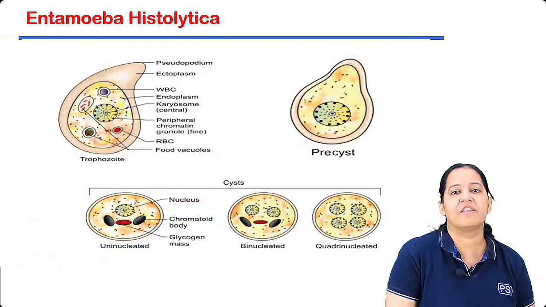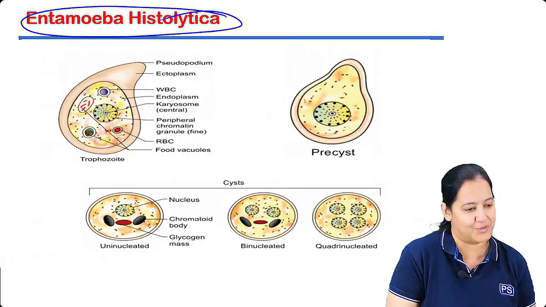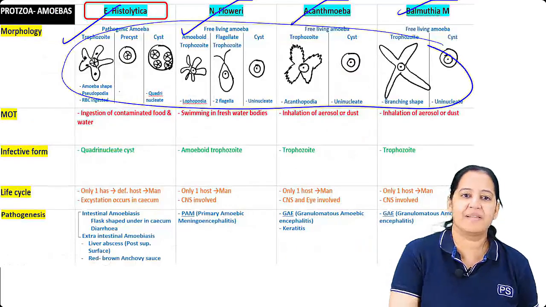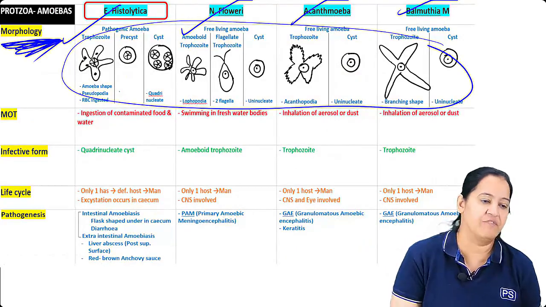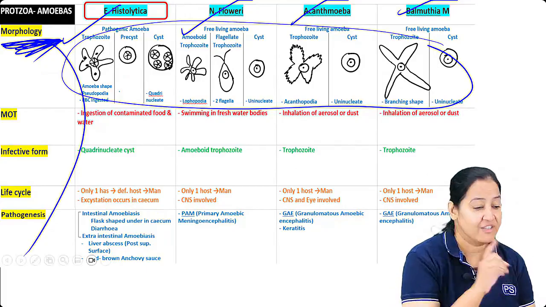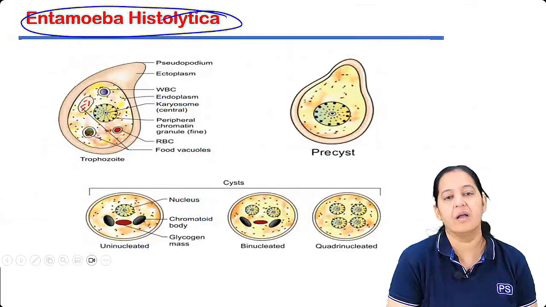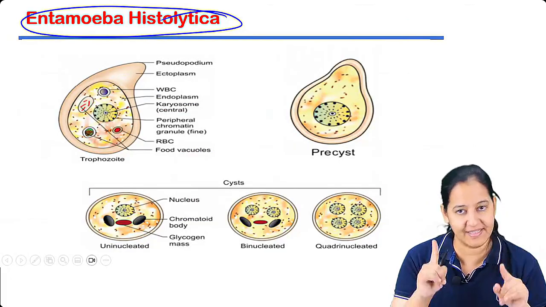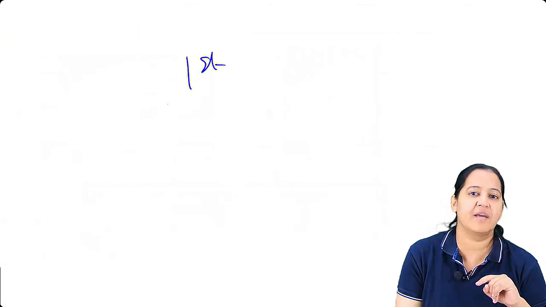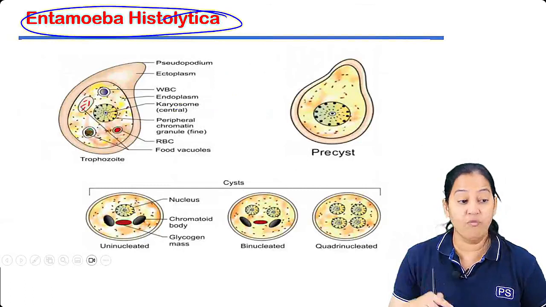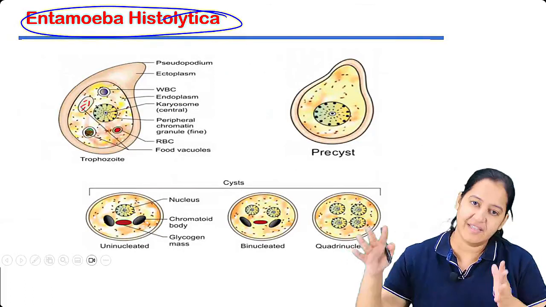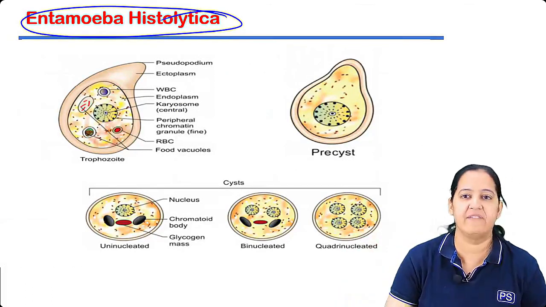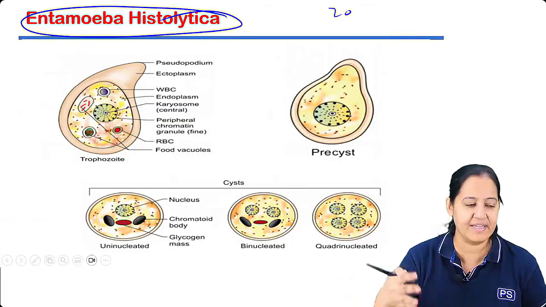So let's start with the first one, Entamoeba histolytica. Whenever I start any parasite, the first thing I will teach you is the morphology. Without morphology, you cannot understand anything. The first thing you have to study is morphology. I will teach you the first parasite, Entamoeba histolytica, so you will have an overview of my way of teaching. In the same way, I will carry on with the remaining 19. I will teach you a total of 20 parasites, the remaining 19 the same way.